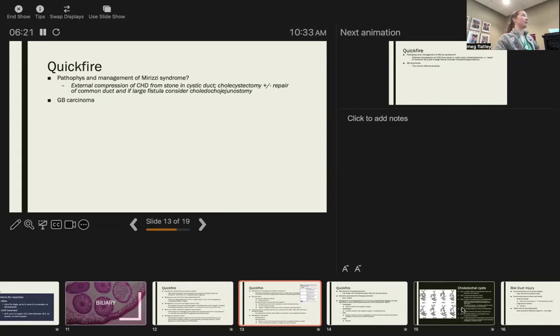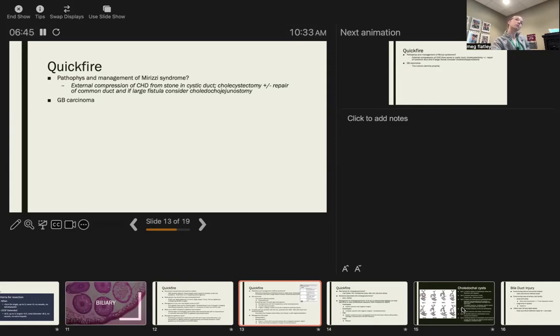Gallbladder carcinoma. This is very high yield. When is a cholecystectomy sufficient and when do you need to do a greater resection? And what is said greater resection? For T1A, it's acceptable to just do a simple cholecystectomy.